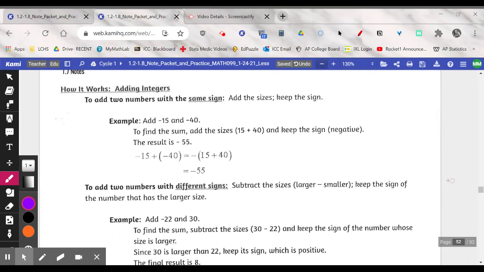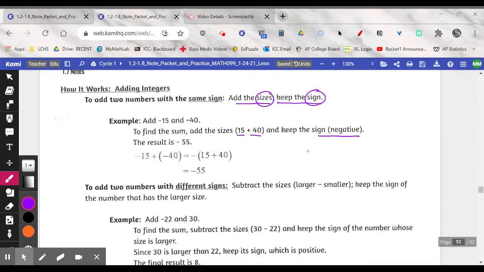So looking at how this works with adding integers, to add two numbers with the same sign, you're going to add the sizes and you're going to keep the sign. So if we add negative 15 and negative 40, we're going to add the sizes, which are 15 and 40, and keep the sign, which is negative. So we get a result of negative 55.